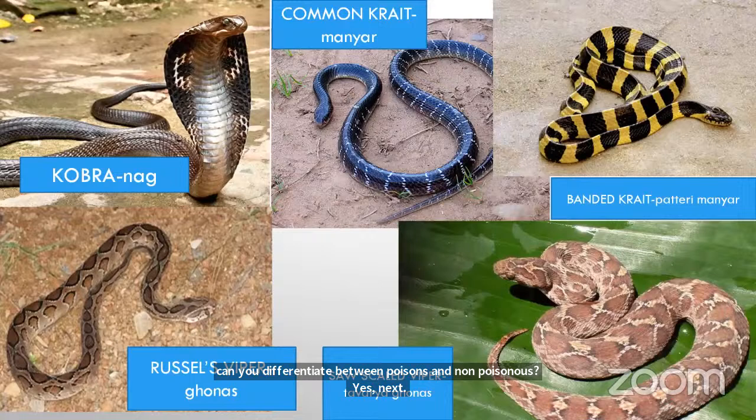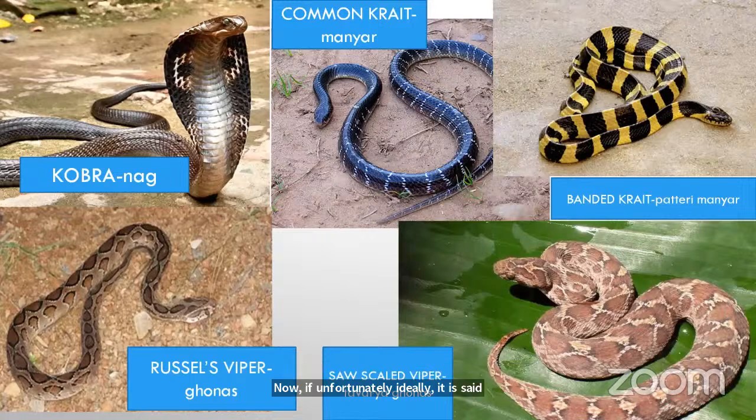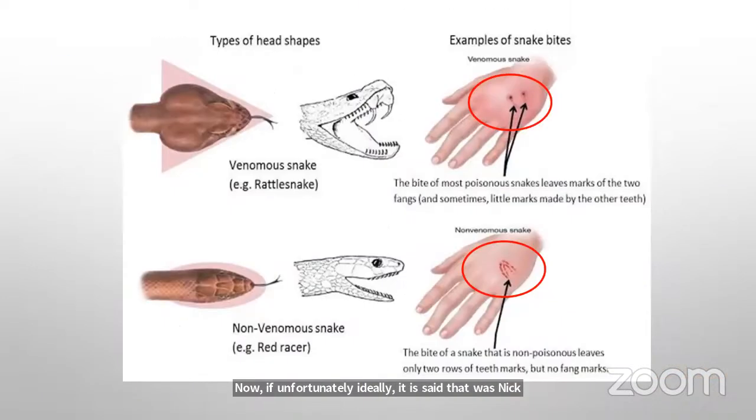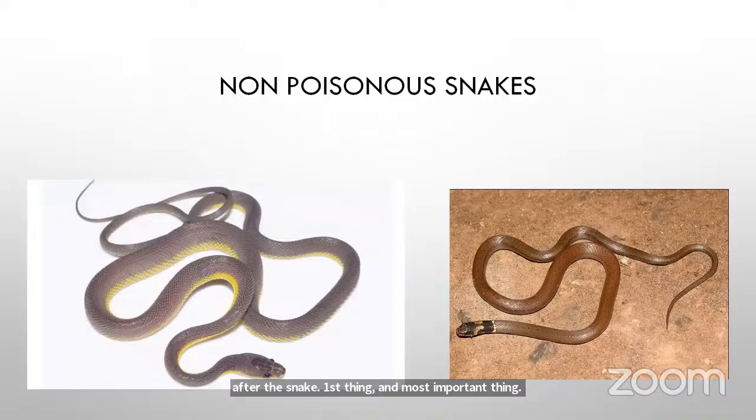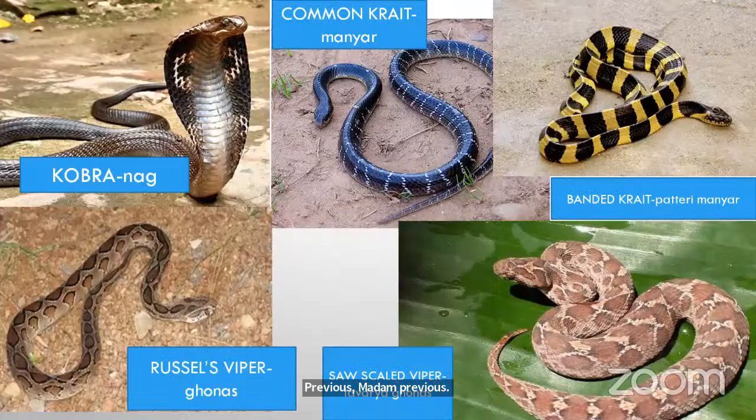Now, ideally, it is said that a snake should not be killed. One should never run after the snake. First thing and most important thing. Previous, madam, previous one. The most important thing is you should not kill the snake. You should not run after the snake. This is told everywhere. But in spite of that, the parents are so angry and anxious that they kill the snake. So if a killed snake is brought to your OPD, then just remember the 4 important things.